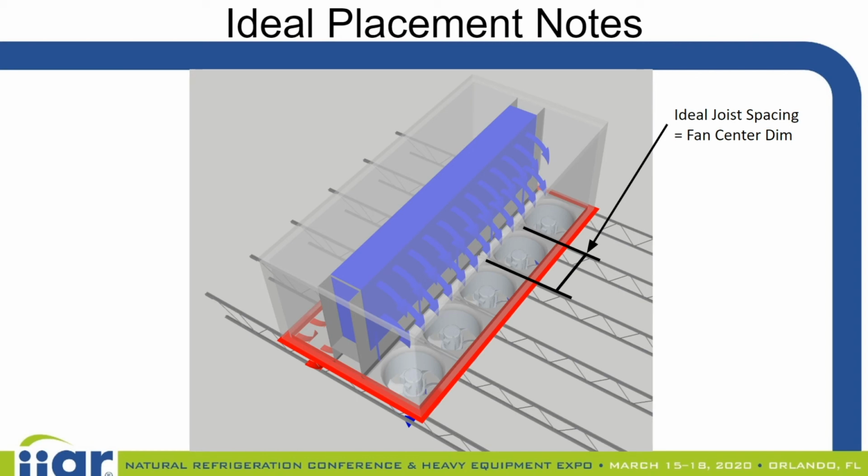So this shows the ideal joist space equaling the fan center distance. Depending on the evaporator you choose, you can look at their standard fan spacing, and you may have a match, or you may have to work with the steel designer to accommodate that center distance. It really helps a quality installation and performance and future service.